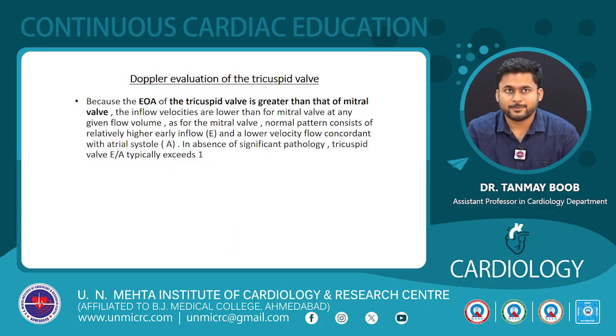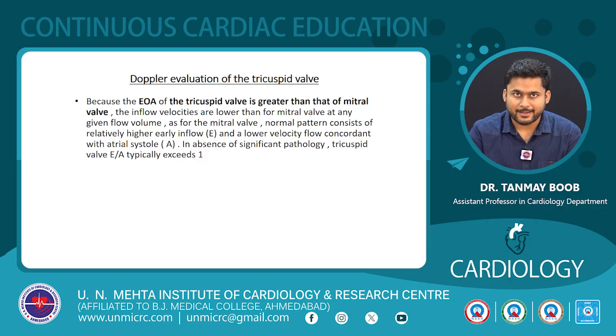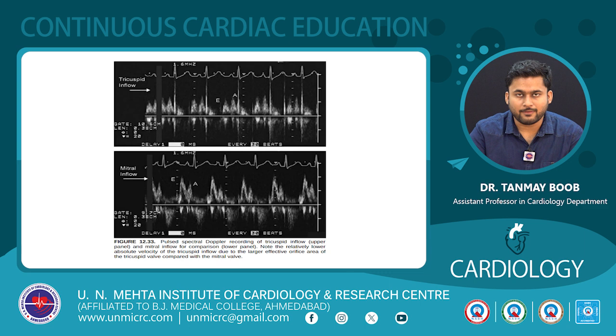Doppler assessment of tricuspid valve. Because the effective orifice area of the tricuspid valve is greater than the mitral valve, the inflow velocities are lower as compared to mitral valve at any given flow volume. The mitral valve normal pattern consists of a relatively higher inflow E wave and a lower velocity atrial systole A wave. In absence of significant pathology, tricuspid valve E by A typically exceeds 1, but the absolute value is lower as compared to the mitral valve, as shown in the Doppler image.